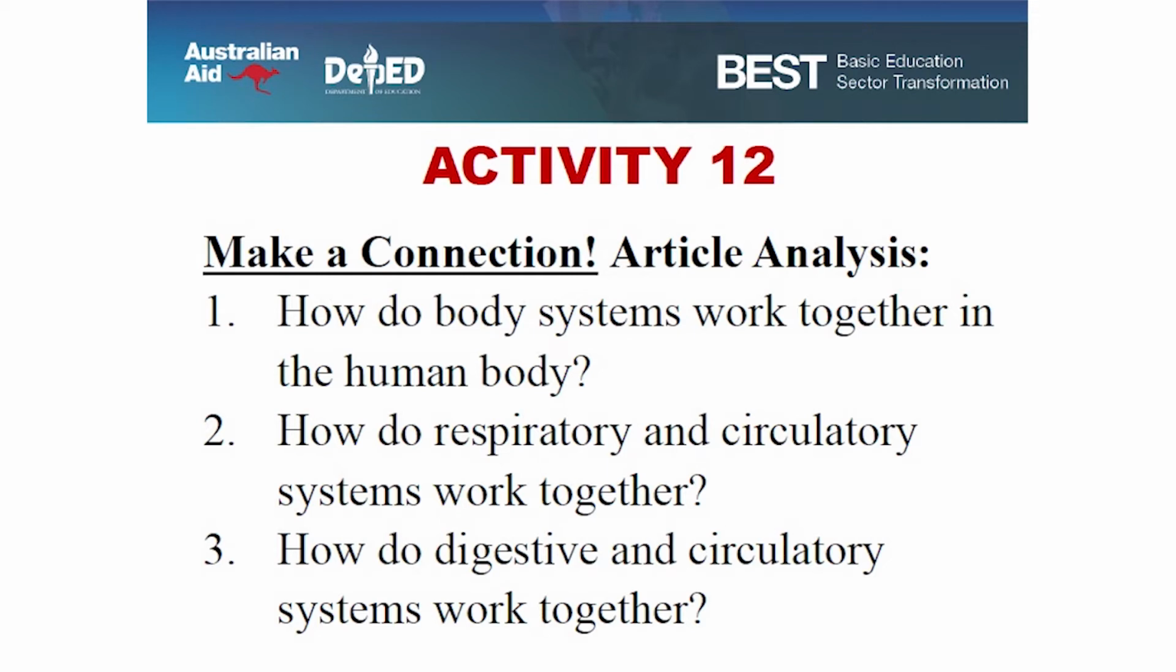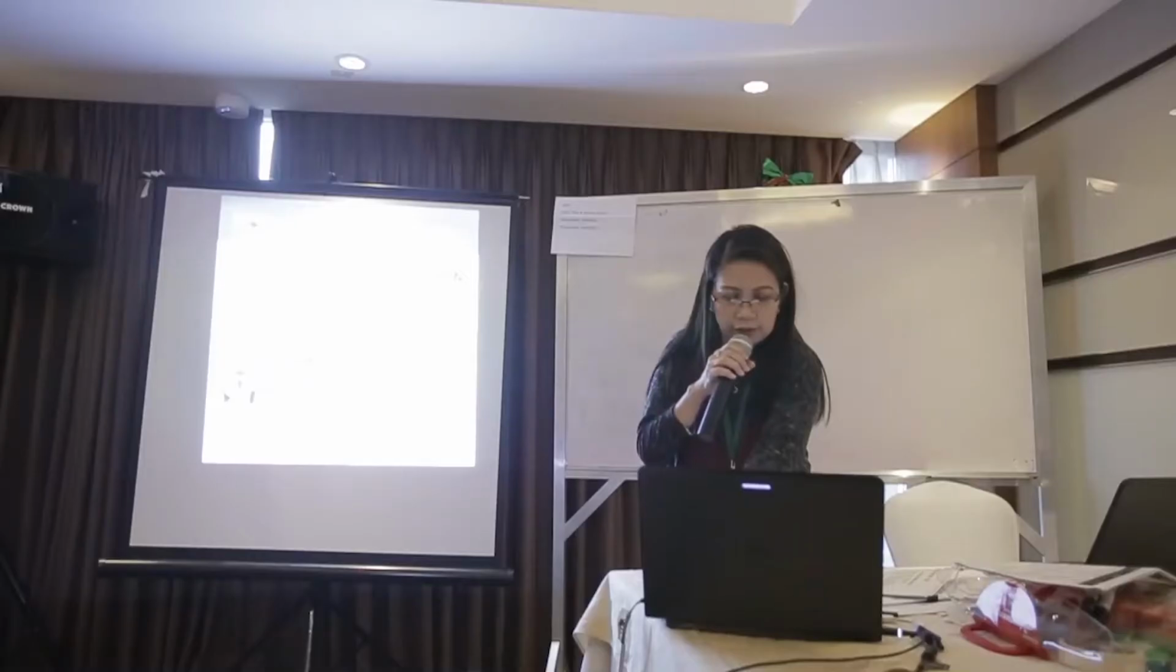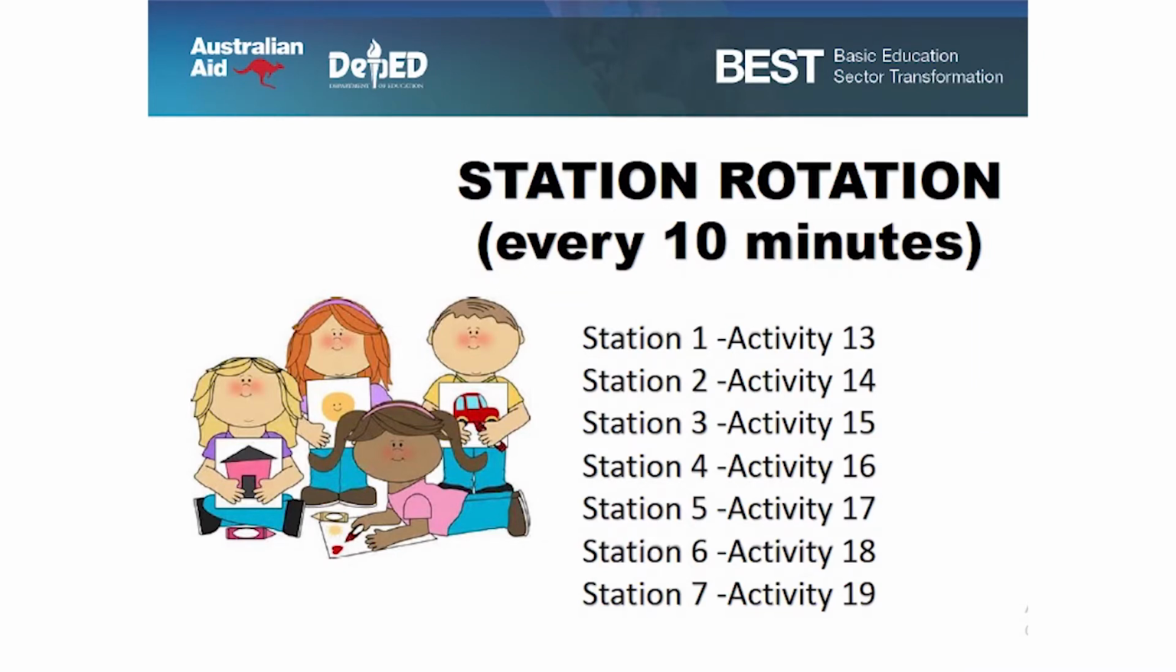So, with these questions: How do body systems work together in the human body? How do respiratory and circulatory systems work together? And how do digestive and circulatory systems work together? Or pwede nyo namang pagbali-balik ta rin itong question, eto para dito sa dulo. So actually, I have prepared here station up to 7. So bakit ang dami naman, Miss Jenny? Kasi dito natin i-incorporate yung ating intervention. So let's see. You will assign sa Tier 1, Tier 2, Tier 3, anong station sila pupunta.